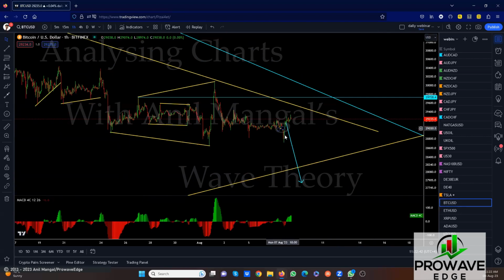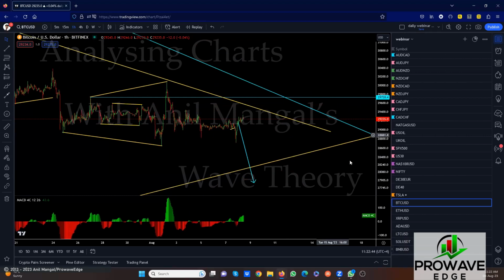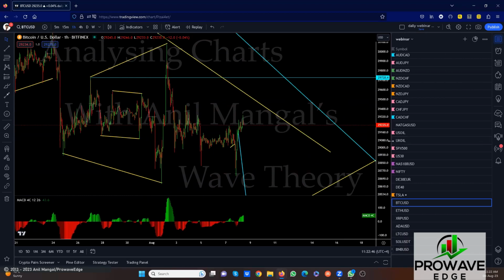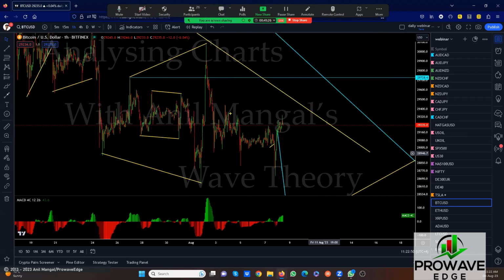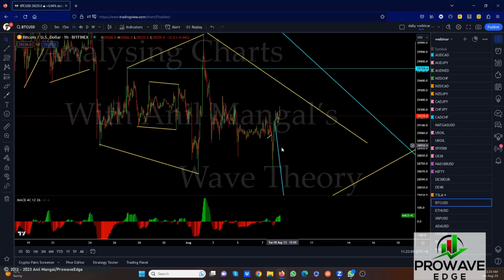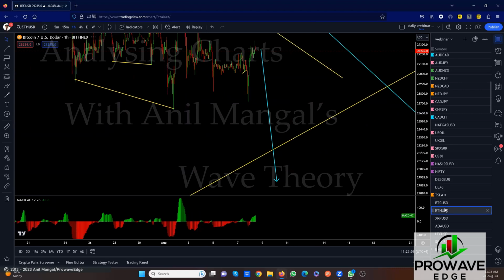Okay, it broke this little one, it came down, but then it went right back up. Not up, up, up, but just consolidation. So we can go with 1, 2, 3. Look for a sell setup here. ETH.